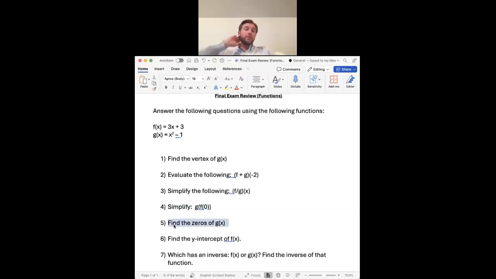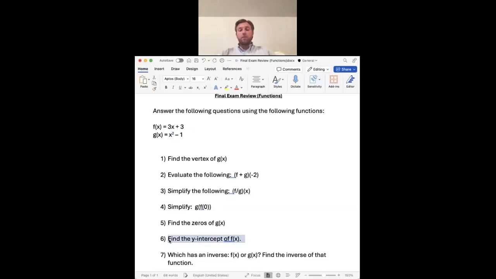Some of the newer stuff, finding the zeros of g. What does it mean to find the zeros of g? Just a quick refresher: it means you want to find the x-intercepts, which is the same thing as saying set it equal to 0 and solve the equation. Oh, that's a quadratic equation all the way back from a month ago now, 6 weeks ago. You can do factoring, you can do the square root property, or you could do the quadratic formula. So there's a couple different avenues.